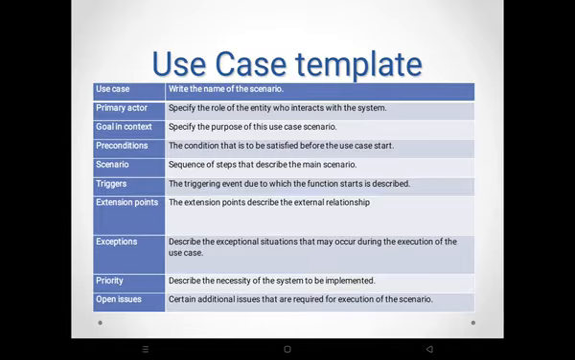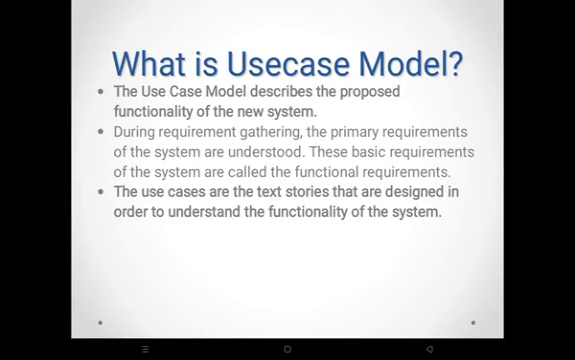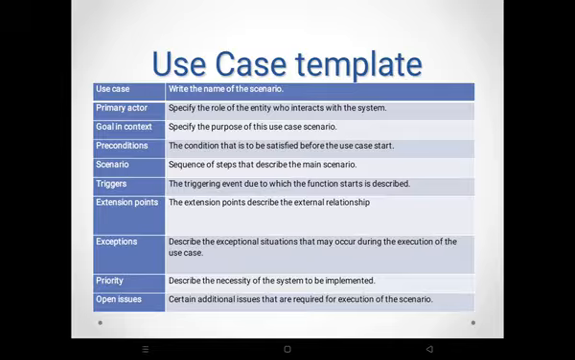What is the usage of use case? Use case is the text story to understand the functionality of the system. The very important term, understand. Okay, so understand the functionality of the system. See that during the requirement gathering, the primary requirement of the system are understood. So why are we writing the use case? To understand the functionality of the system.